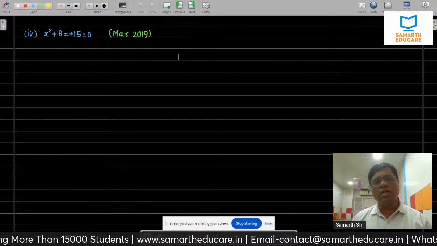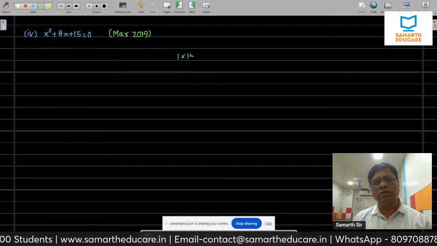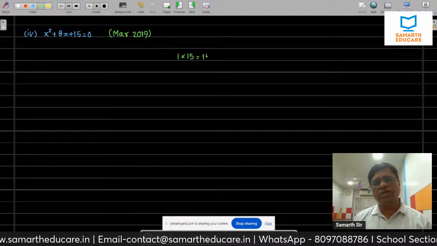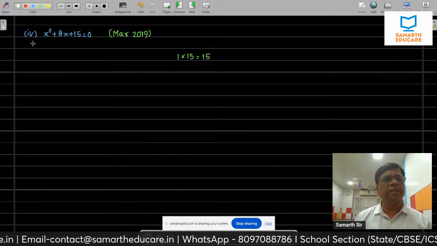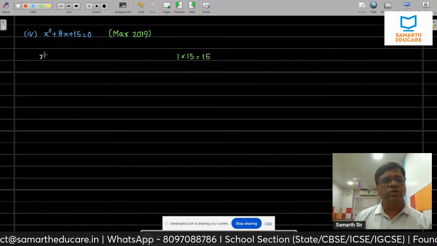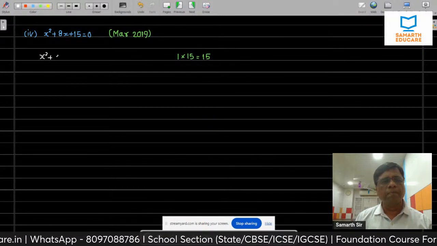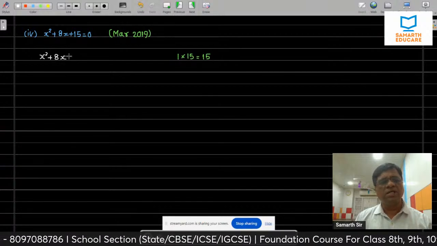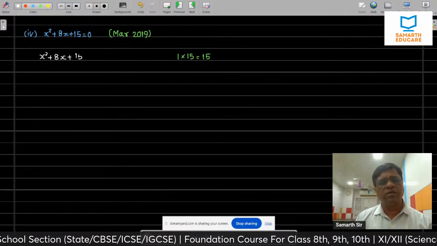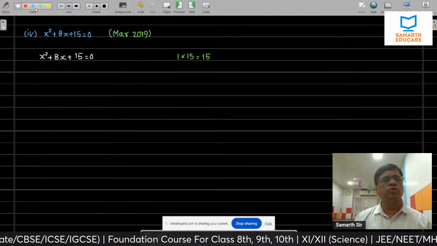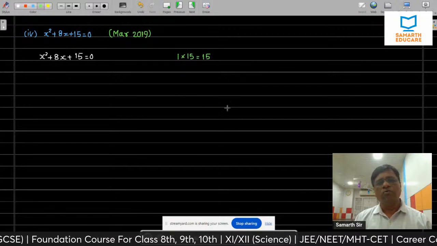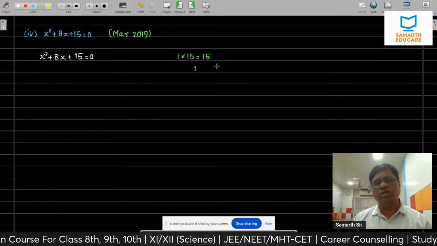Here 1 into 15, the product is 15. The AC value is found, right? My equation is x square plus 8x plus 15 is equal to 0. All right. Now the factors of 15 are 1 and 15.